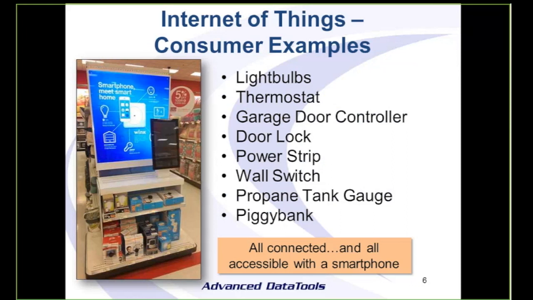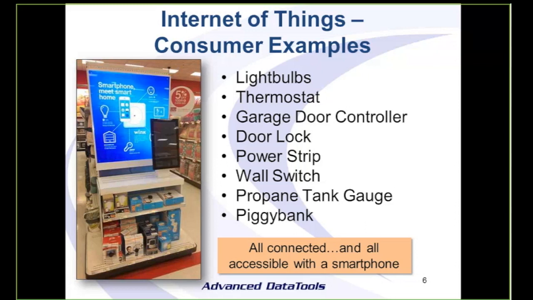But just in this one display, you've got things like connected light bulbs, a thermostat, and you've probably heard of the Nest thermostat, where you can check it and change it just on your smartphone. You don't even need to be anywhere near your house. In this display, there's a garage door controller, a door lock, a power strip, all sorts of things, including a piggy bank even. Some of these things are reaching a little bit, but it's still an example of an Internet of Things device. Now, all of these things you can connect to with your smartphone, and you can control and you can monitor.